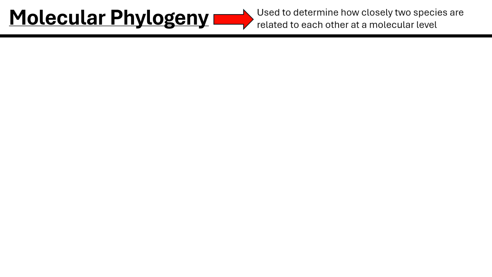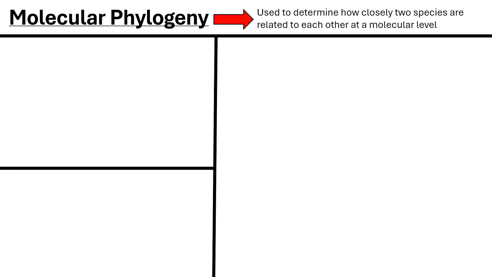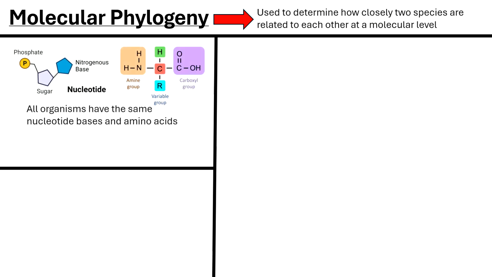Starting with A.4.1, we have that molecular phylogeny is the process by which you determine how closely two species are related to one another at a molecular level. We also have that nucleotides and amino acids are the same in all organisms, and this is universal, indicating that there is a common origin of all life.